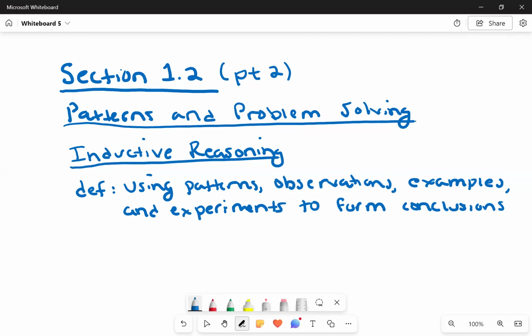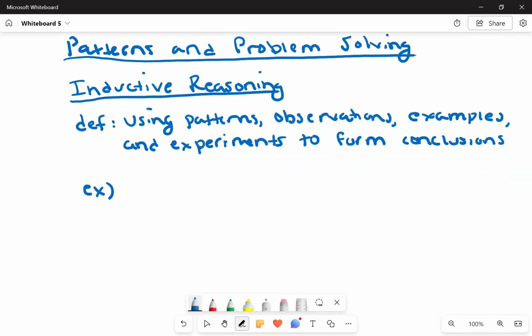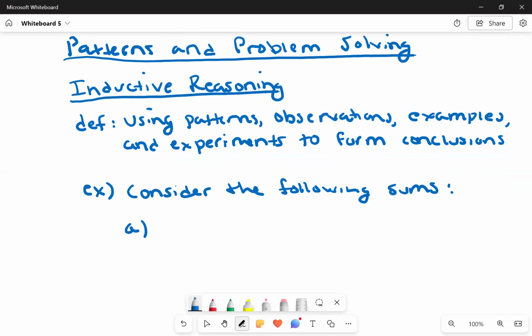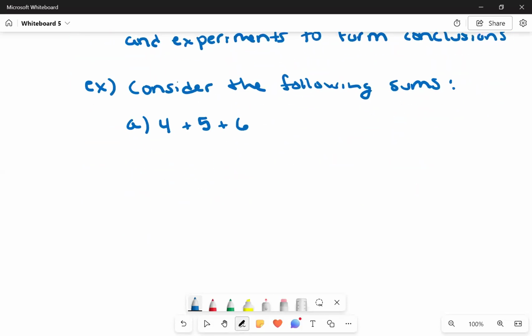Let's go ahead and consider an example here. Or I should say, look at an example. Consider the following sums. So I'm going to write down 3 sums, and we're going to see what happens and try to make observations about it. Okay, so here we go. First sum is 4 plus 5 plus 6. And then the second sum is 2 plus 3 plus 4. And the third sum is 7 plus 8 plus 9. Okay, so let's look at these sums. We're going to add them together and see what we observe from this.